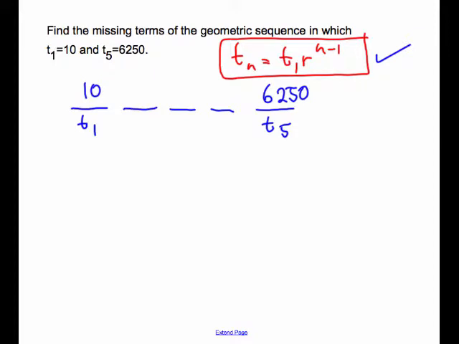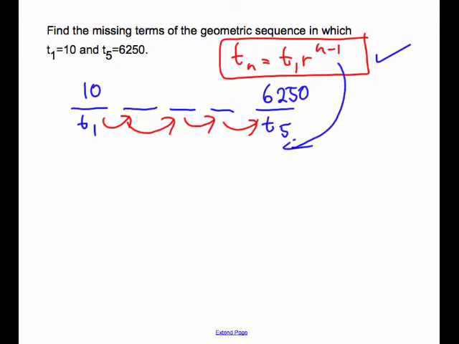Now, possibly you could do this by trial and error if the numbers happen to turn out nicely. But really the key thing we're missing is, what do we have to multiply by? What constant number do we have to multiply by in order to land at 6250 on the 5th term? And so instead of doing this through guess and check, I'm going to apply the formula.